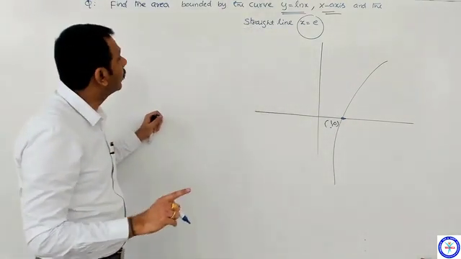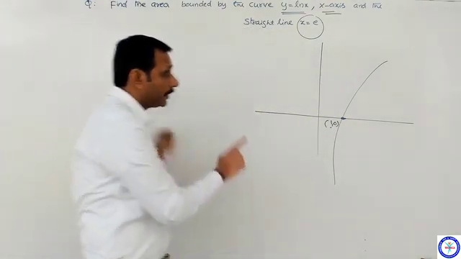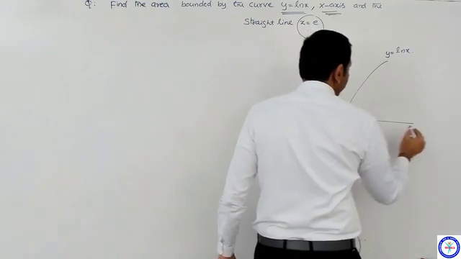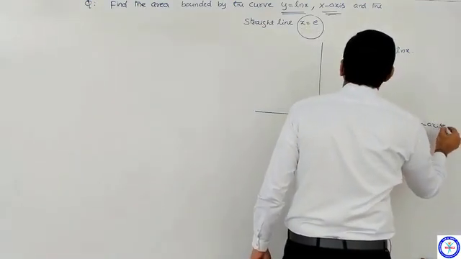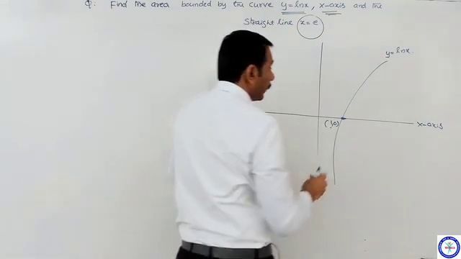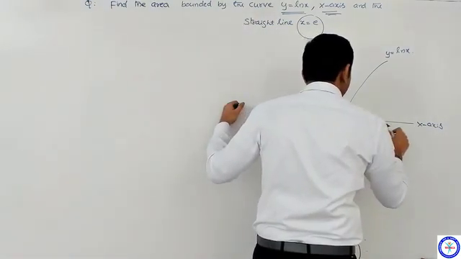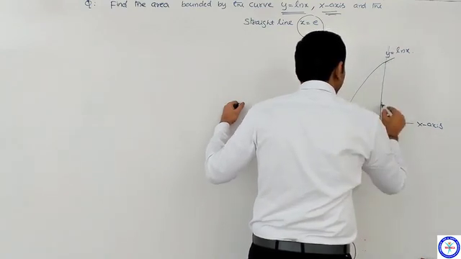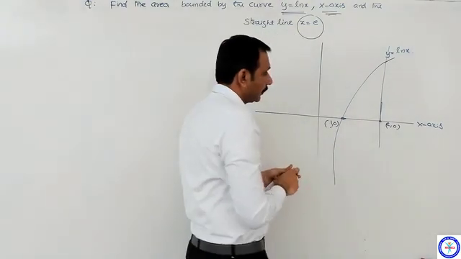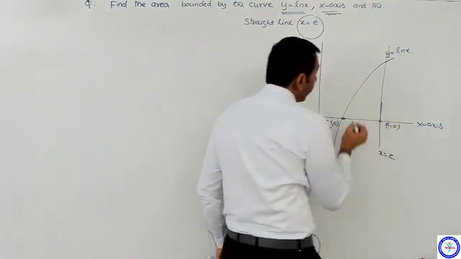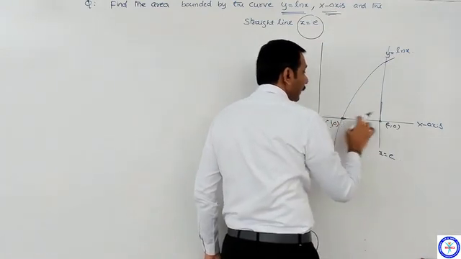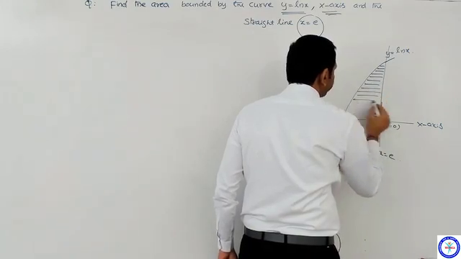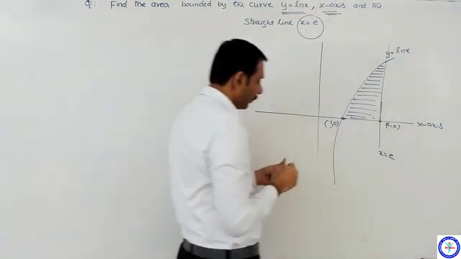What they are asking, you see, area bounded by the curve y equal to ln x, x axis, and the straight line x equal to e. And the straight line x equal to e means, here if I take e comma 0, yes, it is the line x equal to e. Now the area bounded by y equal to ln x with x axis and x equal to e, this is the required area. Very simple problem only this one.